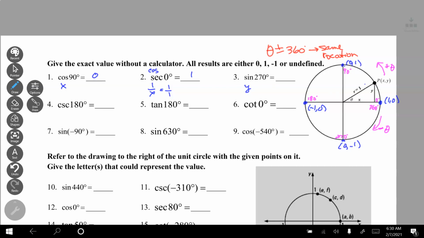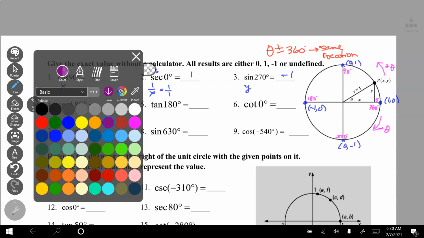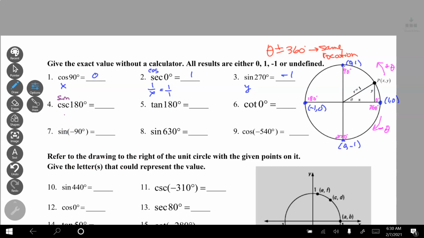Sine is the y value, so I go to 270 degrees, and the y value there is -1. Cosecant, I'm going to change colors. Cosecant goes with sine, so sine is y, so cosecant will be 1 over y. And at 180 degrees, my y value is 0, so this is 1 over 0, so this is undefined. Tangent is y over x, or the slope. If I come here at 180 degrees, if I draw this line, the slope of this line is 0, or if you want to do the y over x, it'd be 0 over -1. Either way, you get 0.